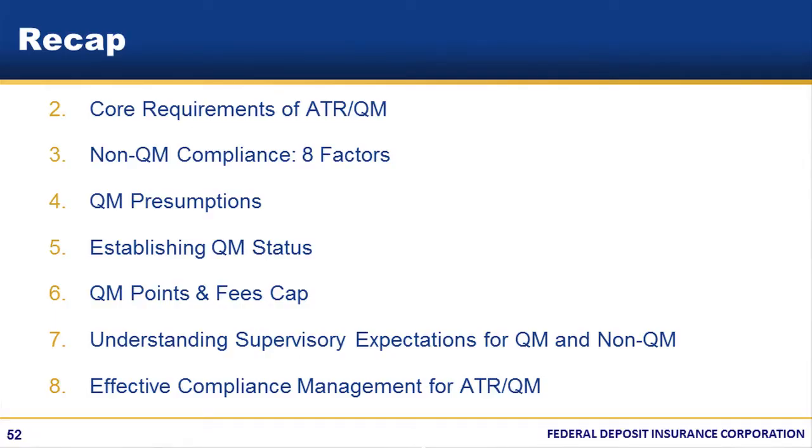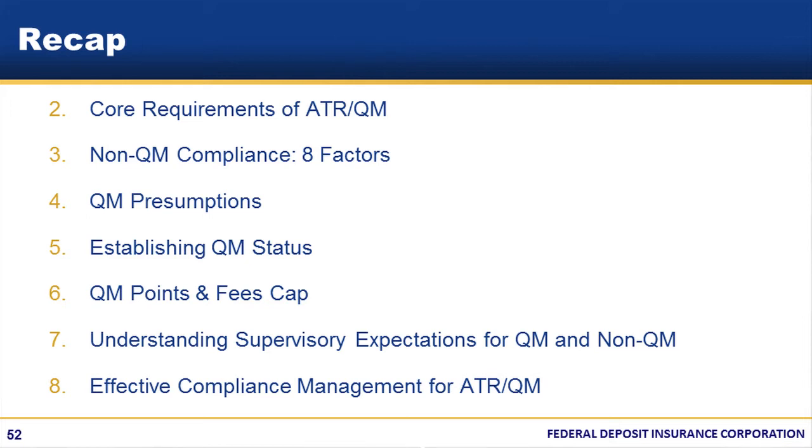Thanks, Glenn and Elizabeth. We hope those summaries are helpful. Now let's briefly review what we've discussed in this video. In the second segment, we went over the basic provisions of the ATR-QM rule and the types of loans covered by the rule. In the third segment, we discussed how to comply with the rule when making non-QM loans. Specifically, you would consider and verify the 8 underwriting factors specified in the rule. We emphasized then, and we emphasize again now, that these are common sense factors that you should already be familiar with and are probably already using in your underwriting.